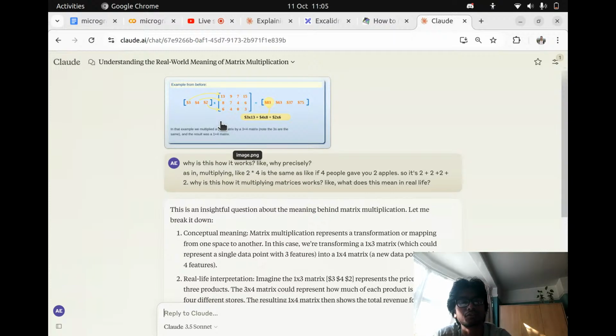And if this one had more rows, then that might represent different prices for each product in different stores. So maybe in one region some stores make more money or less money from a product. And so there would be four stores, and it'll still work because you'd just be doing matrix multiplication.